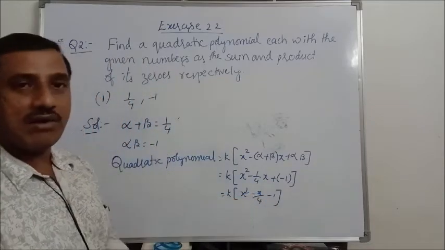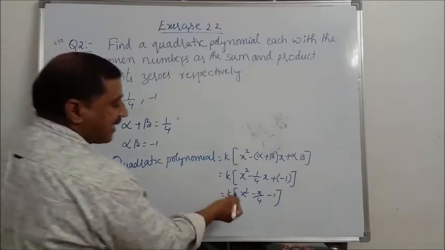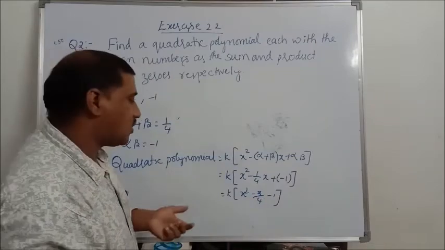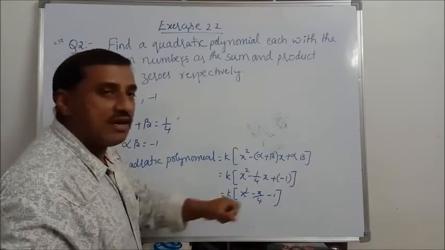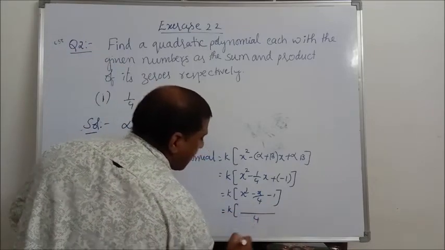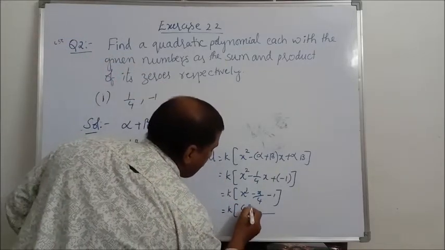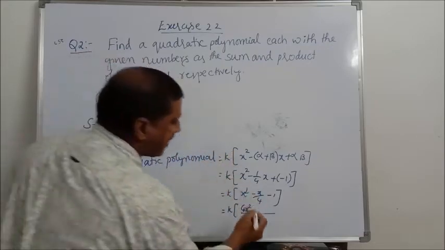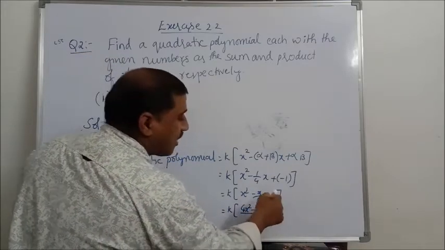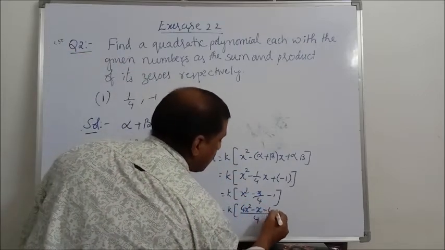Now for the middle term we have a denominator. Make the denominators of all the terms equal by taking the LCM. x square means x square by 1, and minus 1 means minus 1 by 1. So the LCM of the denominators 1, 4 and 1 will be 4 only. Therefore k into denominator 4. Now divide 4 by 1: 1 4s are 4, so 4 into x square is 4x square, minus 1 into x is x, minus 4 into 1 is 4. So we get 4x square minus x minus 4.